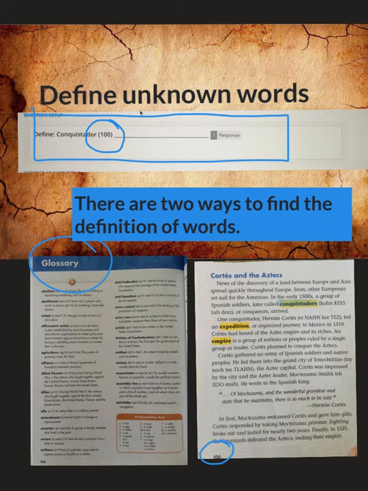So here's the word conquistador. And if you remember your context clues, you should be reading probably the entire paragraph that the word is in, but especially the sentence before and after the word to see if you can find any clues from context of what the word means. So I'll highlight this sentence and we'll read it together. In the early 1500s, a group of Spanish soldiers, later called conquistadors or conquerors, arrived. Oh, so a conquistador is a group of Spanish soldiers or possibly conquerors. So there you go. Great job, guys.